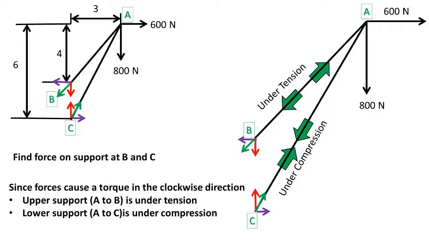In order for these supports to accommodate this load, the upper support, which is point A to point B, will be in a state of tension or being pulled apart, and the bottom support, which is point A to point C, will be in a state of compression or being pressed together.